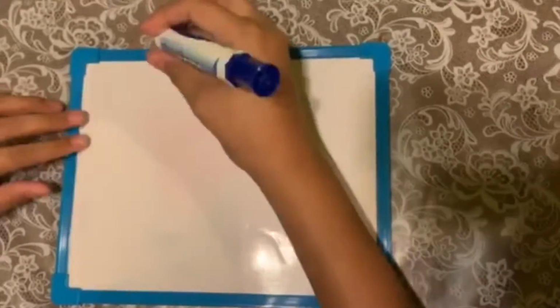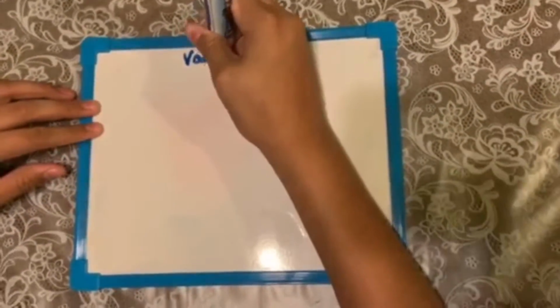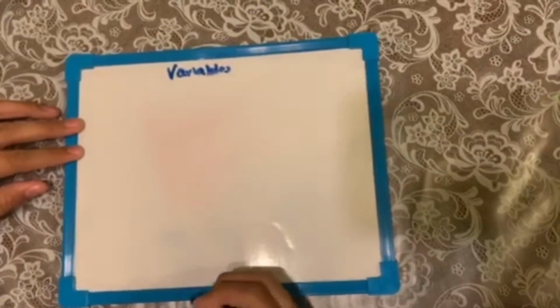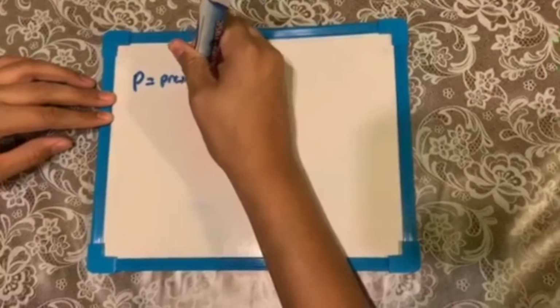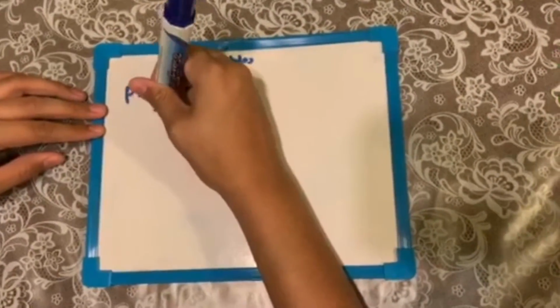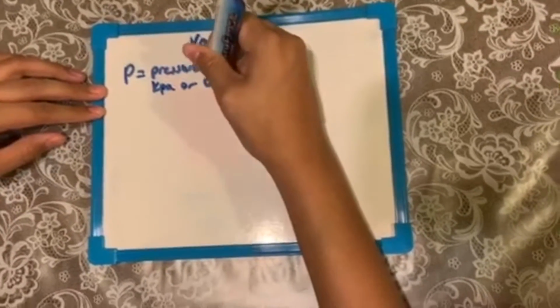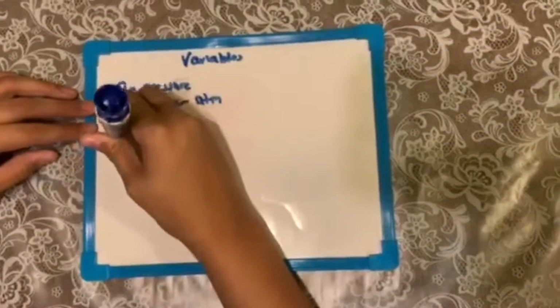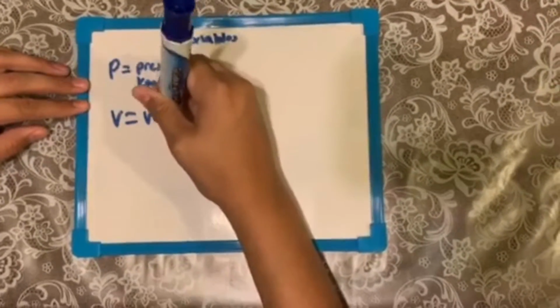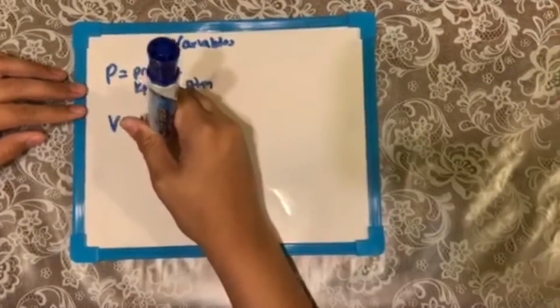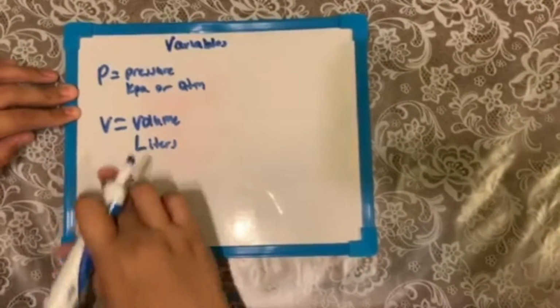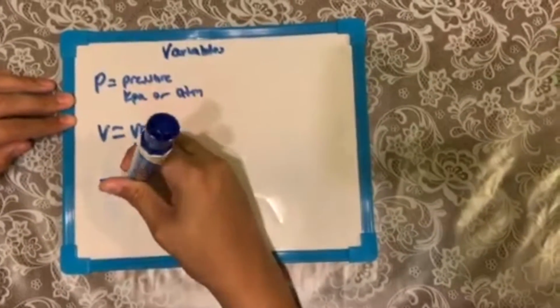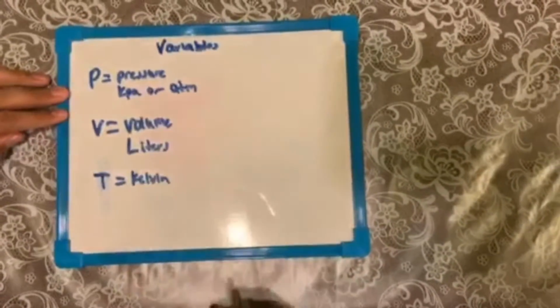So before we jump into gas laws, we have to talk about specific variables for each one. First up, we have P, which stands for pressure, and pressure can be in kPa or atm. Next up, we have V, which is volume, in liters. And we have not K, we have T, which is temperature in Kelvin, which is where the K comes from.